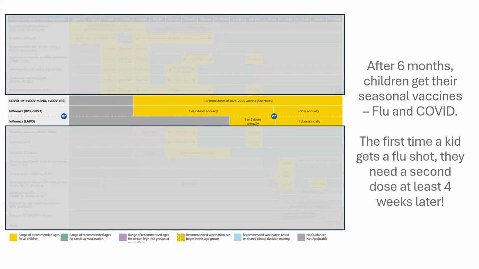Now, in that first year of life, you're also likely to get your first influenza and COVID shots. These are shots that they should get every single year. But it's important to note that the first time a kid gets a flu shot, they actually need to get a second dose at least 4 weeks later in order to have full efficacy.